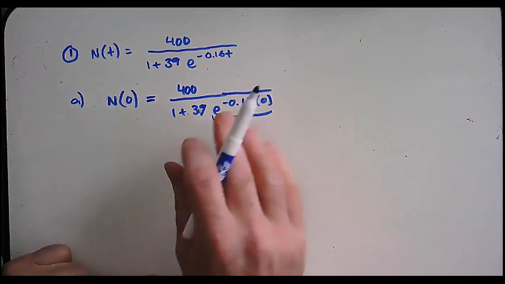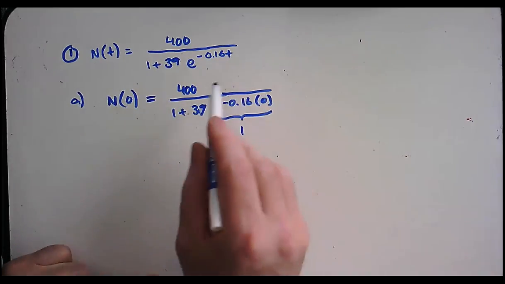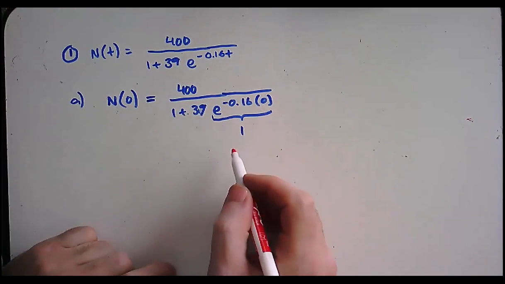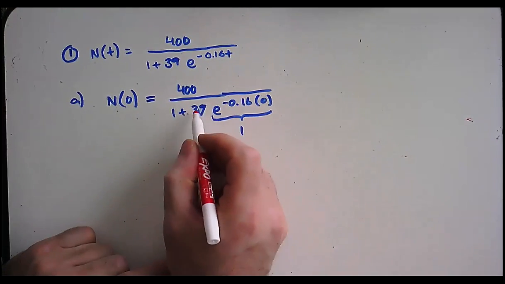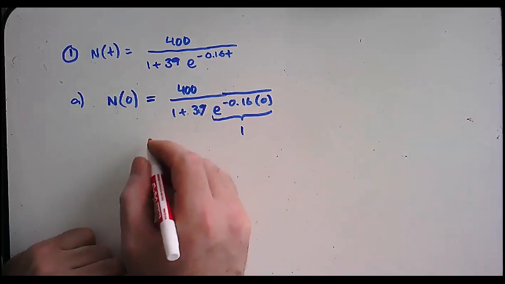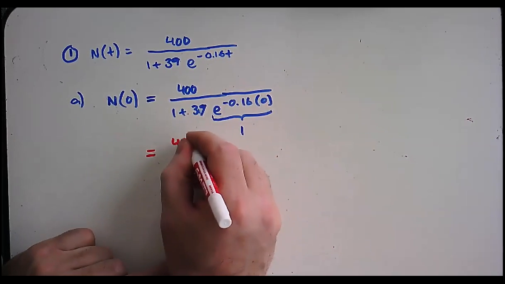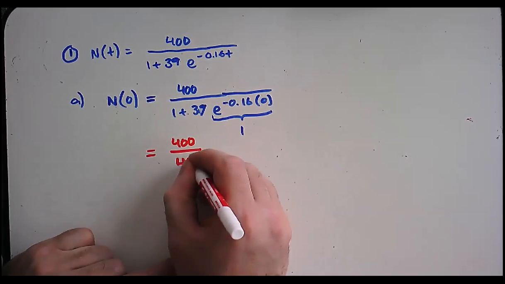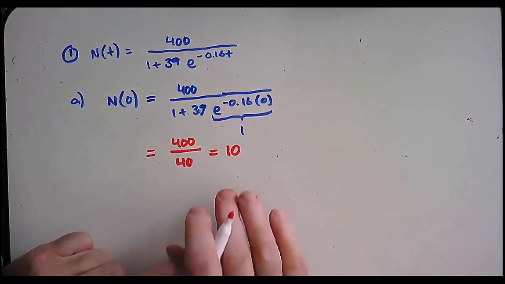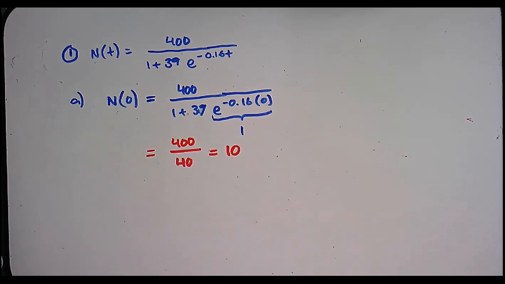Okay, well, let's just build outward here and figure out what happens to our entire function. If e to that power is 1, then we have 1 plus 39 times 1. So 1 plus 39 is 40, and N of 0 then is 400 over 40, which is 10. Okay, so there we have evaluated N of 0. Well, what does this mean?